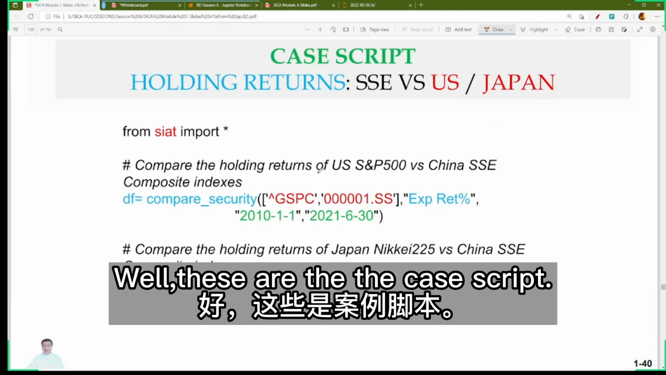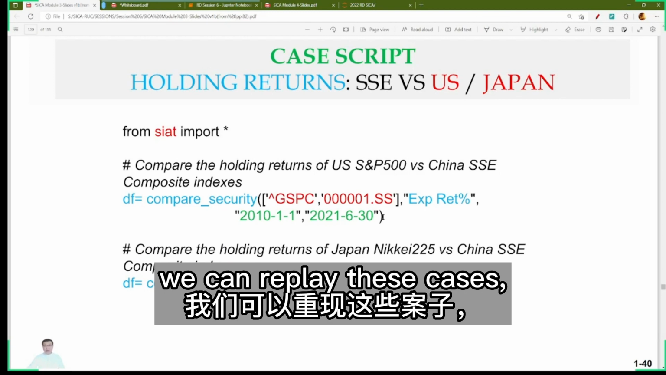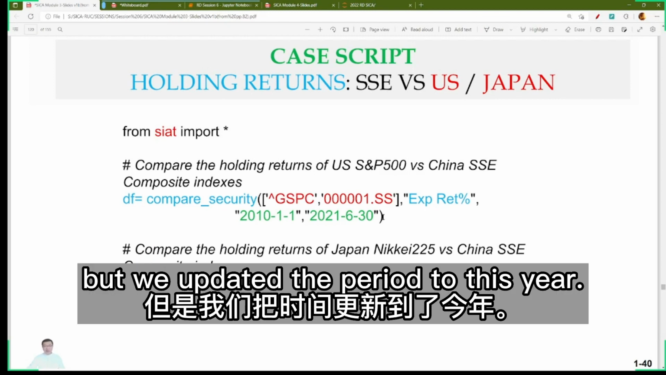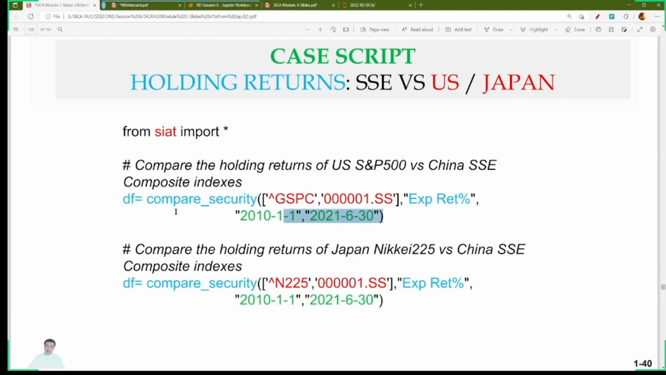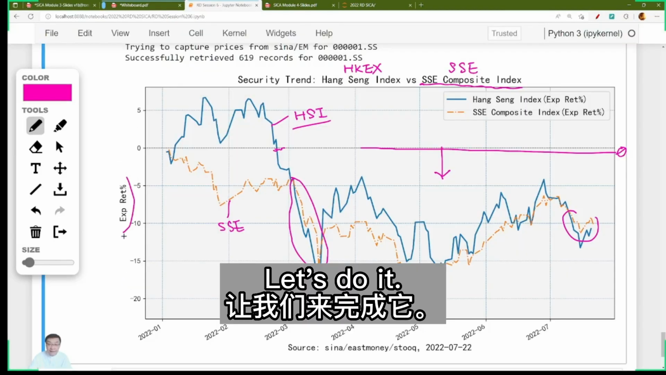Well, these are the cases for the pictures we have seen just now. We can replay these cases, but we update the period to this year. Let's look at the situation this year. Now let's do it.